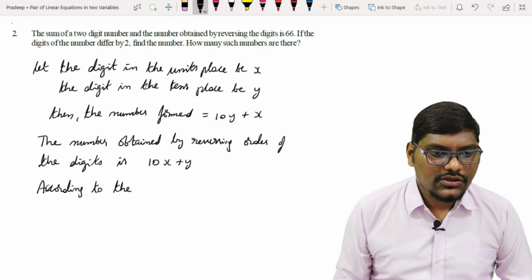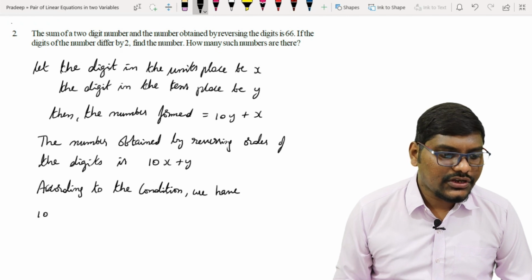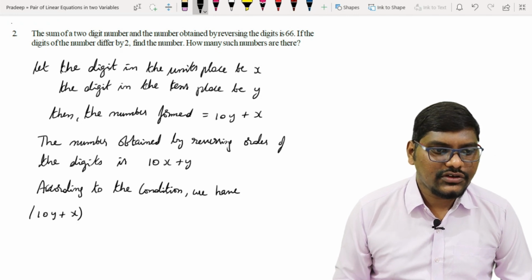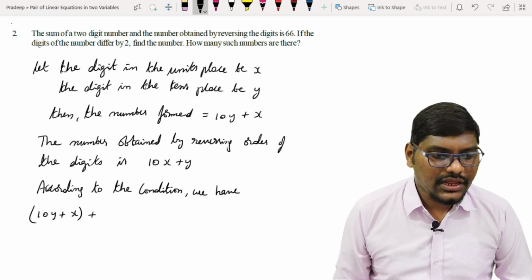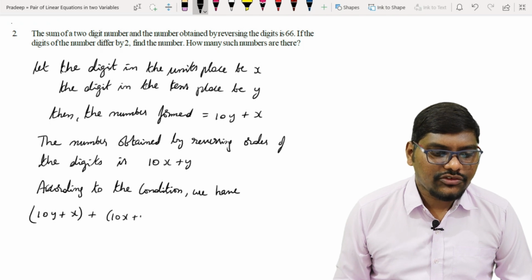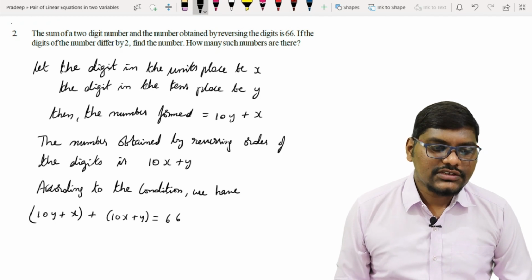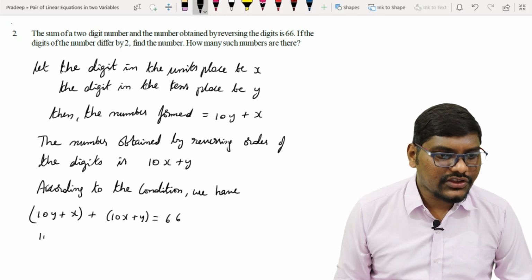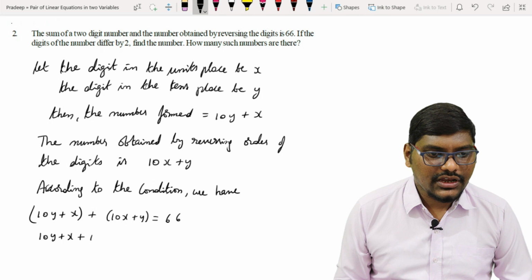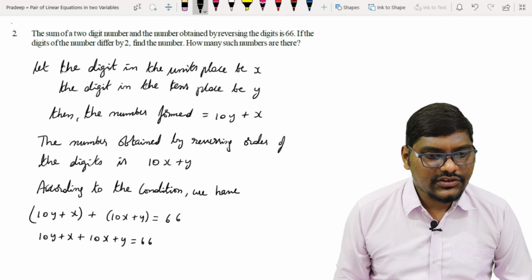It is a given condition, so we write it as 10y plus x is the first one, and the second is 10x plus y, where we have to sum them. So I can write plus 10x plus y equal to, what is the number they have given? 66. So that is equal to 66. Let's try to solve this, and we will get one of the equations. So I can write this as 10y plus x plus 10x plus y equal to 66, where this is 10y and there is one more y here.